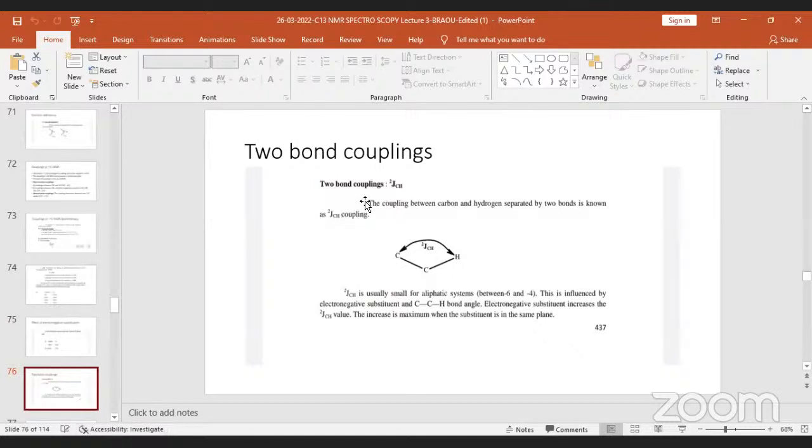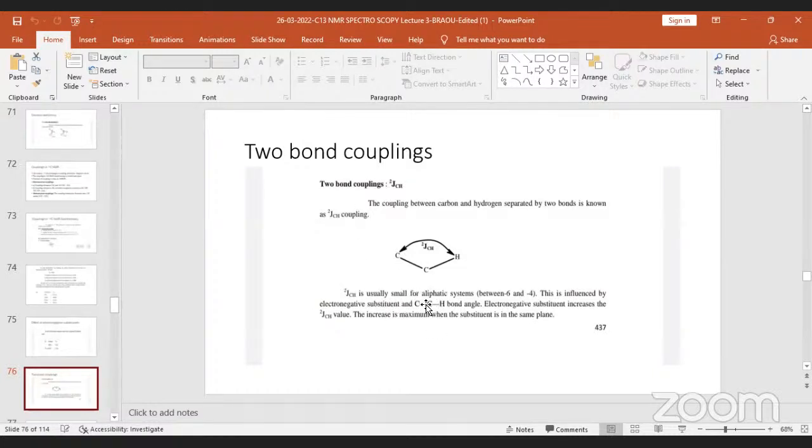Okay. So two bond couplings are, the carbon and hydrogen are separated by 2 bonds. So J2CH. Heteronuclear couplings means the coupling between carbon and other nuclei, hydrogen, fluorine. If it is coupling to fluorine, we call it J2CF. Instead of hydrogen, if you have fluorine here, we call it J2CF. Instead of hydrogen, if you have phosphorus, we call it J2CP. You understand? This is how we call these couplings. So J2CH means the coupling between carbon and hydrogen, which is separated by 2 bonds.